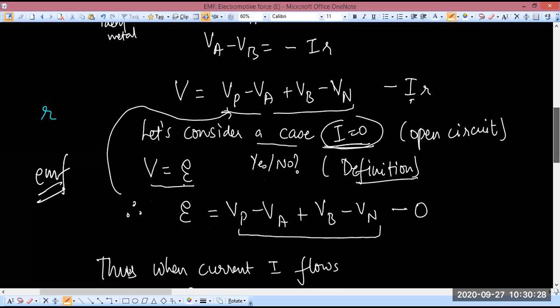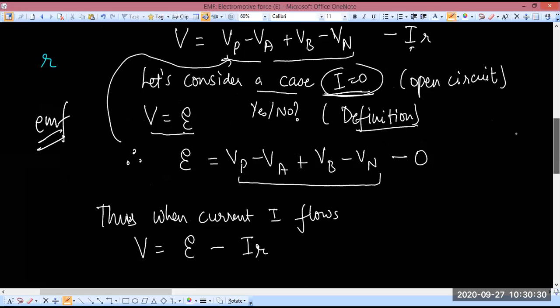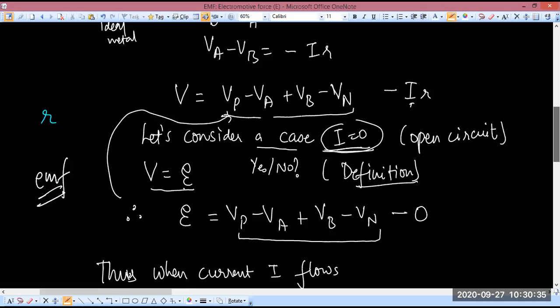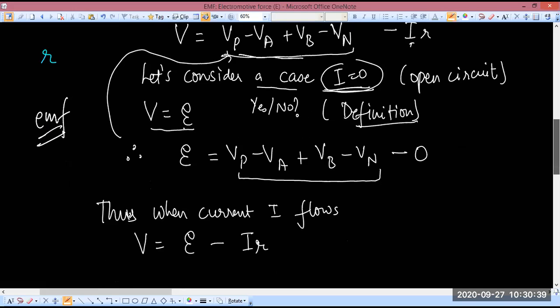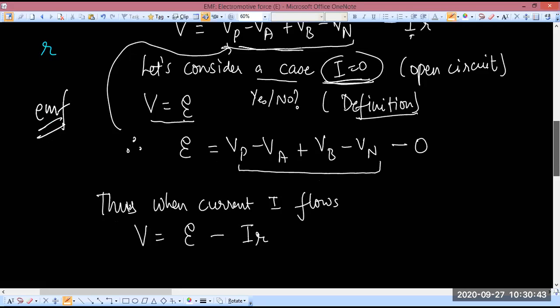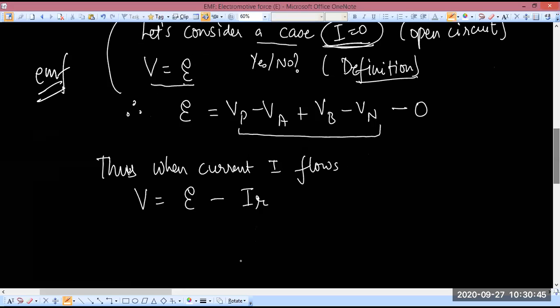So finally, you have epsilon is this whole thing, but you are seeing that in this equation. So let's write it over there. So V is equal to epsilon minus IR, right? Okay. So this is a very, very, very important relation.